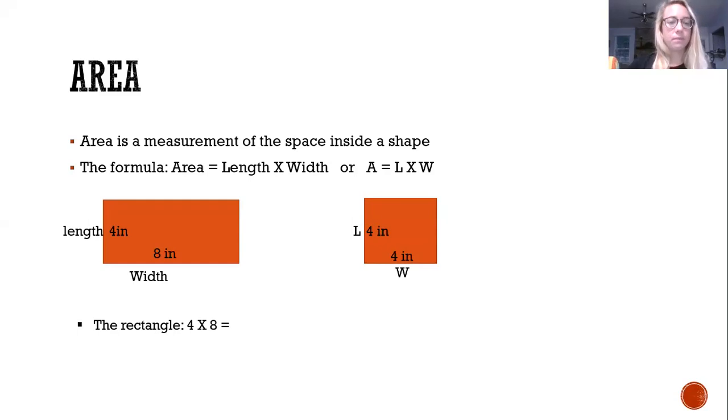So for our first one, the rectangle, we need to write our equation. We know that area is length times width, so we do 4 times 8. That equals 32 inches. So the area of our rectangle is 32 inches. Now let's do the square. We know that we're doing length times width again, so we're going to be doing 4 times 4. So the area of the square is 16 inches.